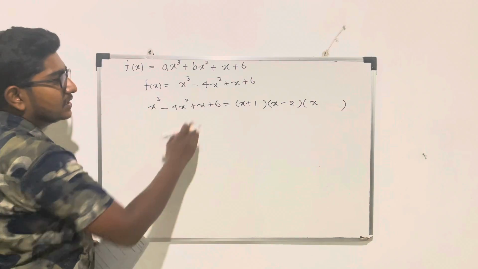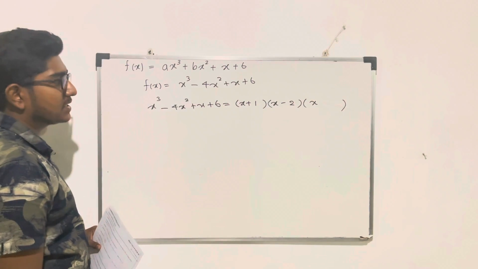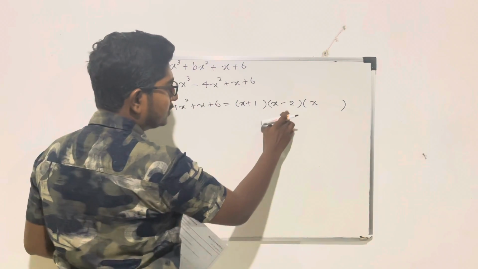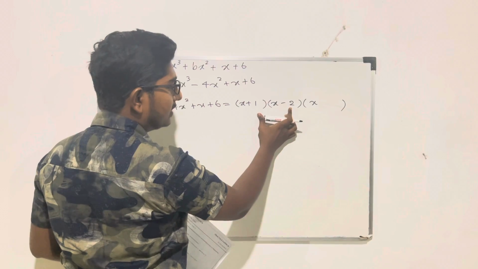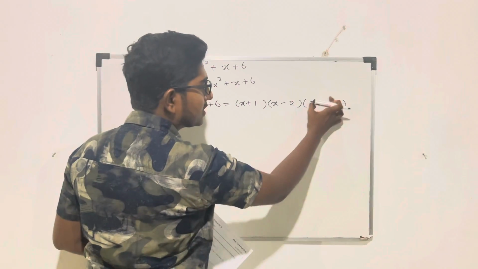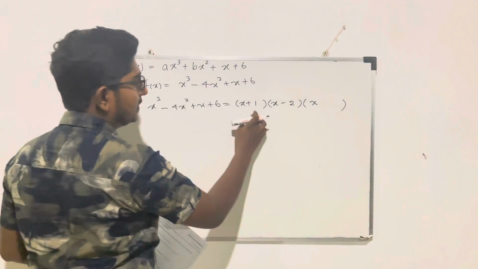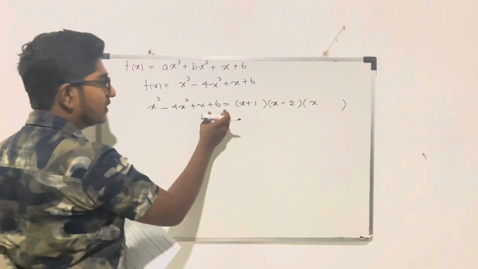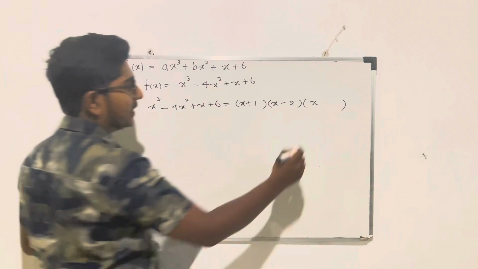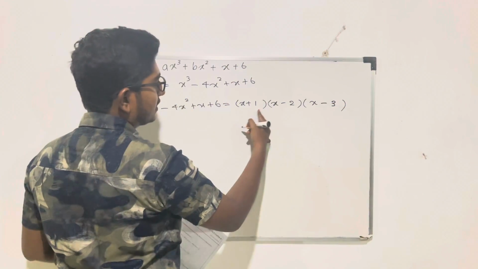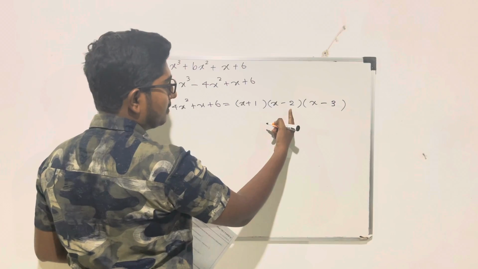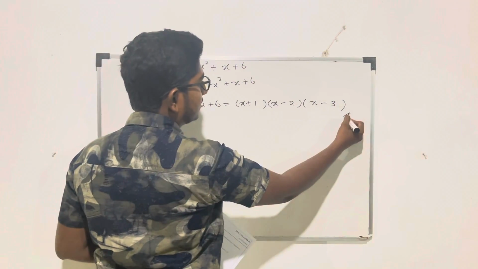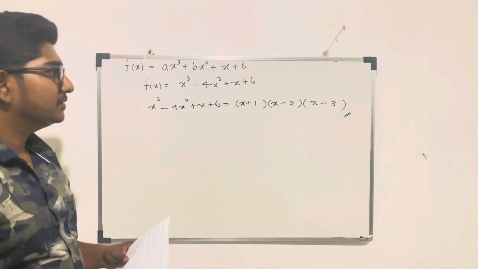Then we have to consider the numerical term. The numerical term is plus 6. The numerical term is obtained by the product of these 2 terms, and the product of that answer with the constant we have to write here. From this multiplication we get minus 2. So minus 2 into which number will give you plus 6? That is minus 3. Plus 1 into minus 2 is minus 2. Minus 2 into minus 3 is plus 6. So this is the new factor. These are the 3 factors of this polynomial.